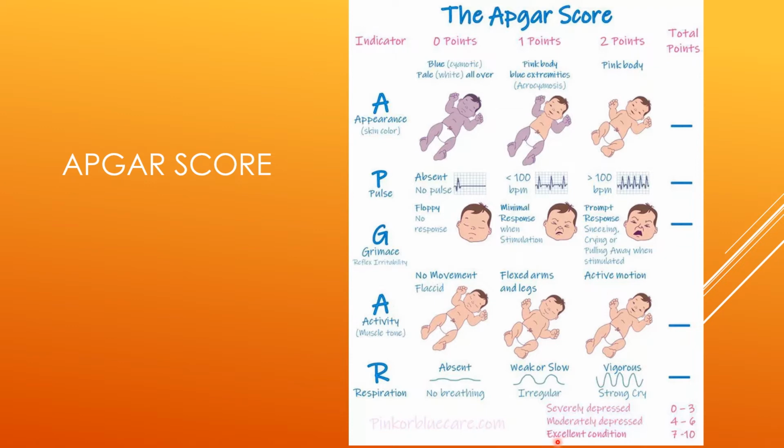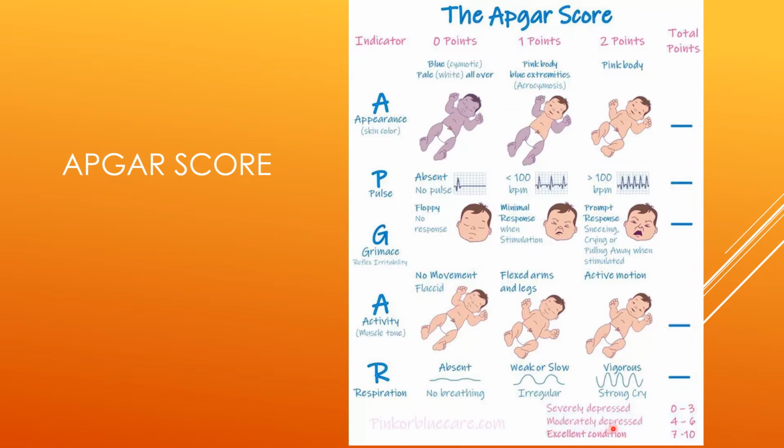The normal score is 7 to 10. So within 1 minute and within 5 minutes, the score will be the same. If it is the same, it means the baby doesn't have any medical illness, the baby is in good condition, and the baby does not require any medical interventions.